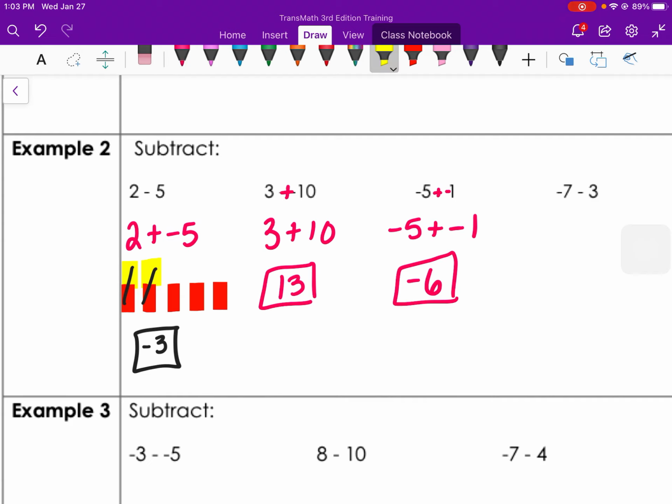So when the signs are the same, you have just a total 5 negatives and 1 more negative. Nothing cancels, you don't take anything away, so you just add the total and get negative 6.